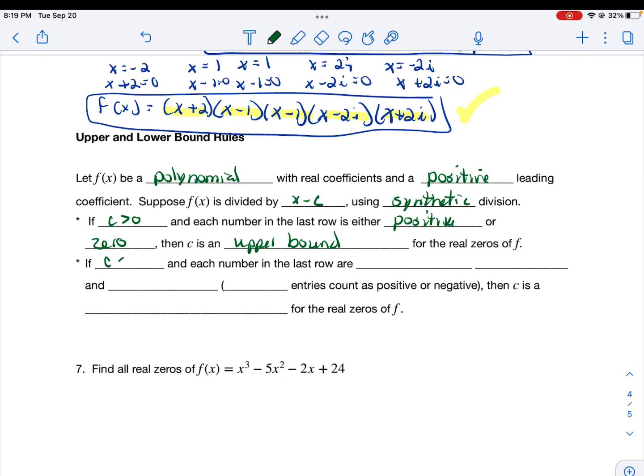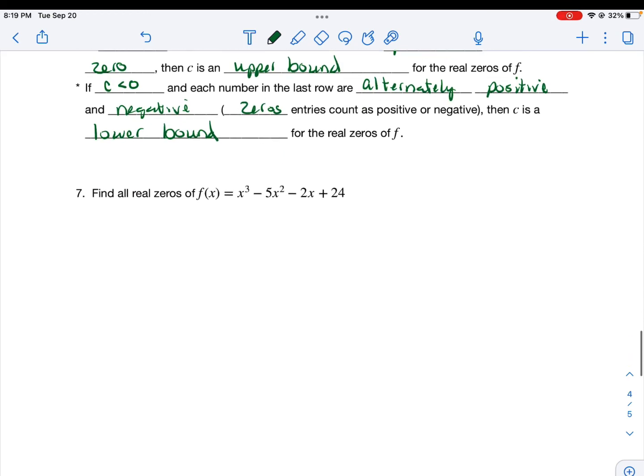And if C is a negative number, and you do synthetic division, and in the last row, your answer row there, you get alternating signs, so alternating between positive and negative, you can start positive or negative. Positive, negative, etc. If you get any 0 entries on that last line, they can count as positive or negative, whichever one you need for the pattern. If that happens, then C is a lower bound, and you will not have any zeros smaller than C. All zeros will be equal to or greater than C.